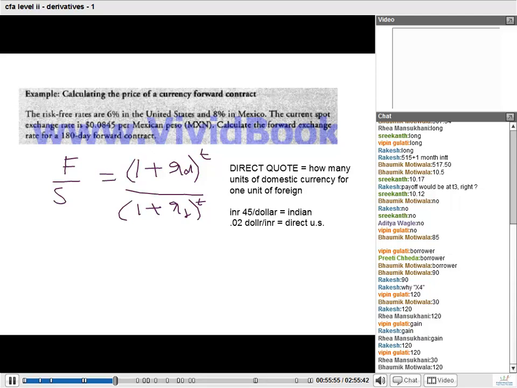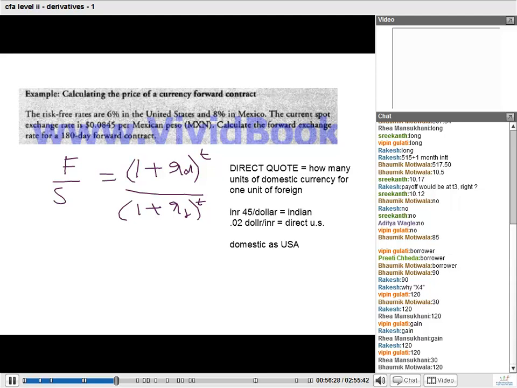However, understand, for the CFA exam, always take domestic as USA. Okay, so become the citizen of US, become the investor of US before you start solving questions on currencies, and bring everything in your direct quote. So in this case, the exchange rate is $0.085 per Mexican peso. So is it a direct quote for a US investor? Yes. So we can apply this formula and get to the forward rate.